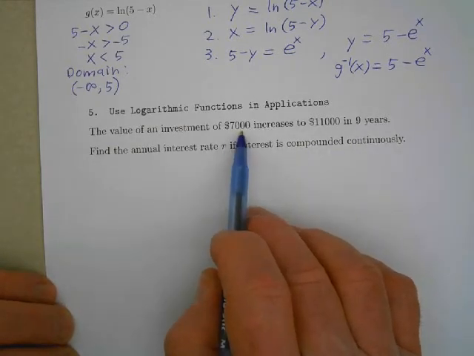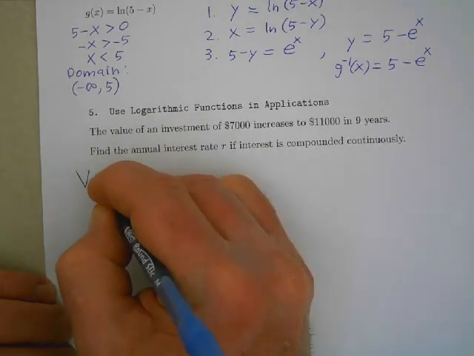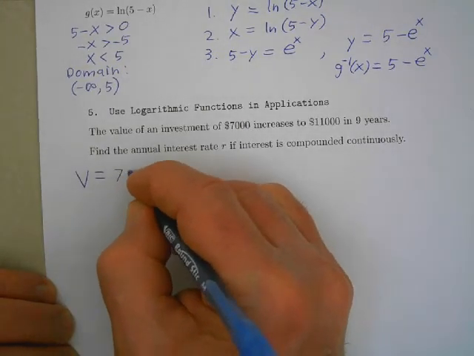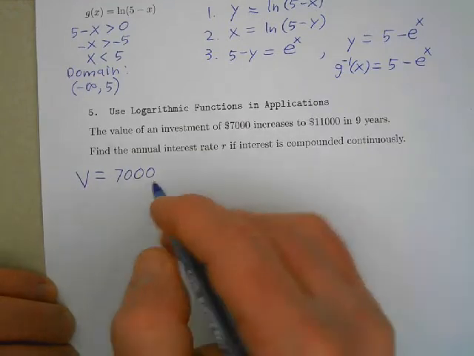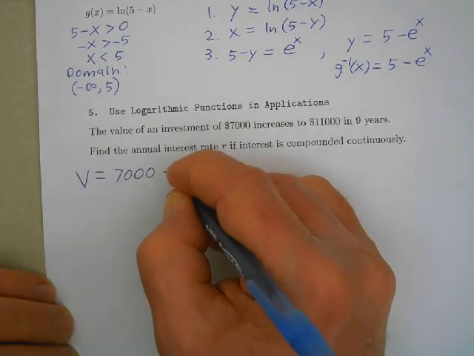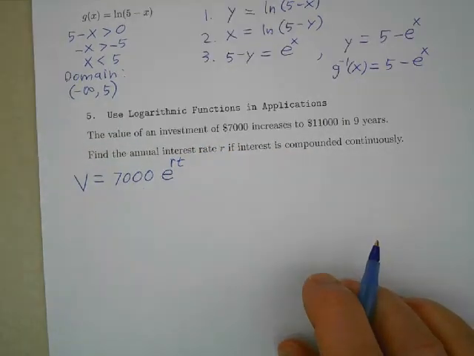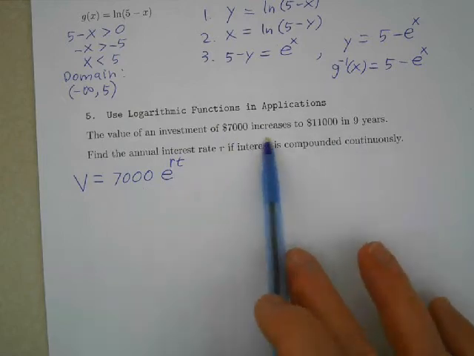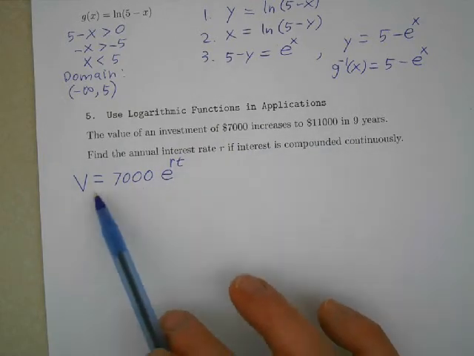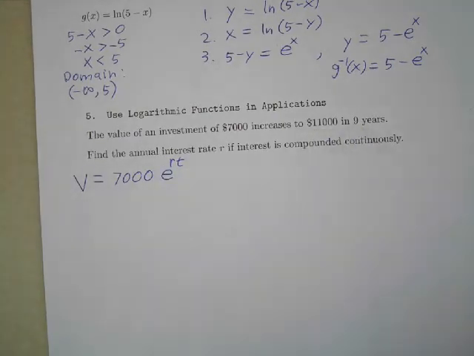$7,000 is invested initially, so the value, if the interest is compounded continuously, after t years is 7,000 times e to the r times t. Okay, we don't know what r is, but this is just for any number of years t. But then we'll use the information given. We're told that the value v is $11,000 when t is 9.